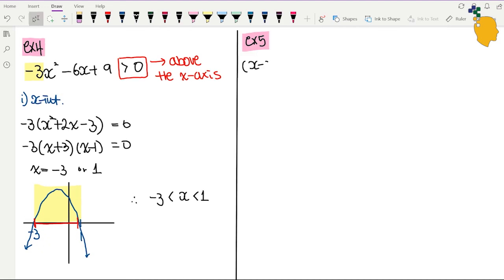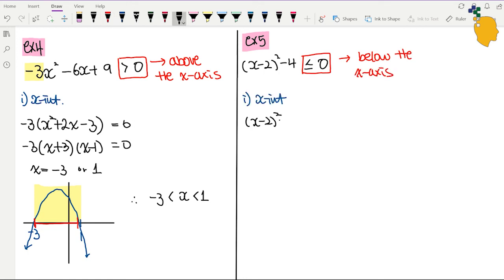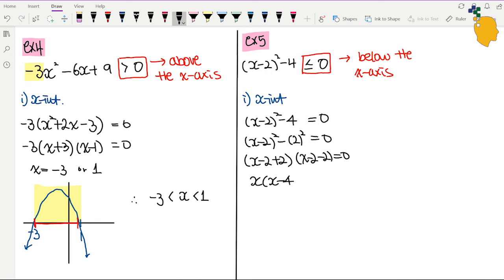Our last example, we have (x minus 2) squared minus 4 is less than or equal to 0. Again, less than means below the x-axis, and since it's equal to 0, we're going to include the x-intercepts as well. Let's find our x-intercepts first. (x minus 2) squared minus 4 is 0. This one, we can use difference of squares to factorize. Change to squares form: (x minus 2) squared minus 2 squared is 0. (x minus 2 plus 2)(x minus 2 minus 2) is 0. Collect the like terms from each bracket. x bracket x minus 4 is 0, which means your x is 0 or 4.